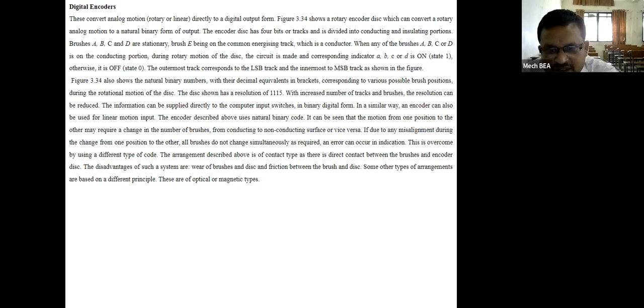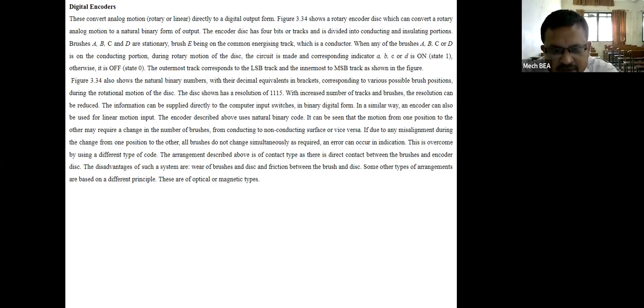It can be seen that the motion from one position to the other may require a change in the number of brushes going from conducting to non-conducting surface or vice versa. If due to any misalignment during the change from one position to the other, all brushes do not change simultaneously as required, an error can occur in indication. This is overcome by using a different type of code.